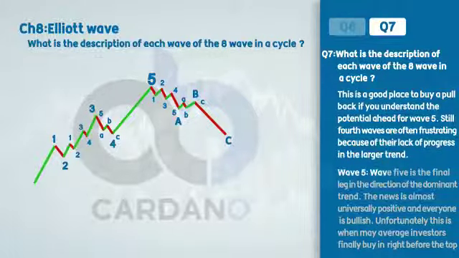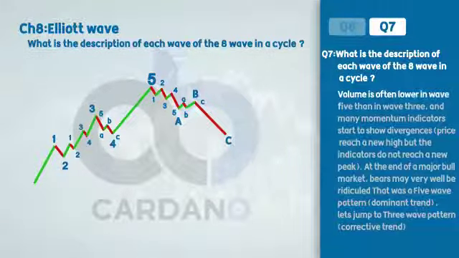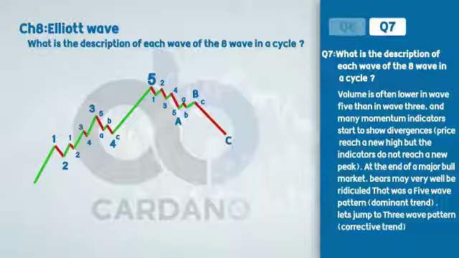Wave 5. Wave 5 is the final leg in the direction of the dominant trend. The news is almost universally positive, and everyone is bullish. Unfortunately, this is when many average investors finally buy in, right before the top. Volume is often lower in Wave 5 than in Wave 3, and many momentum indicators do not reach a new peak. At the end of a major bull market, bears may be very ridiculed. That was a 5-wave pattern, the dominant trend. Let's jump to the 3-wave pattern, the corrective trend.